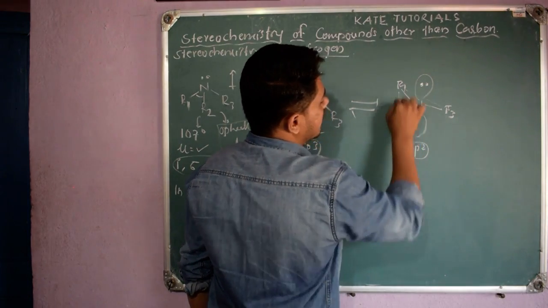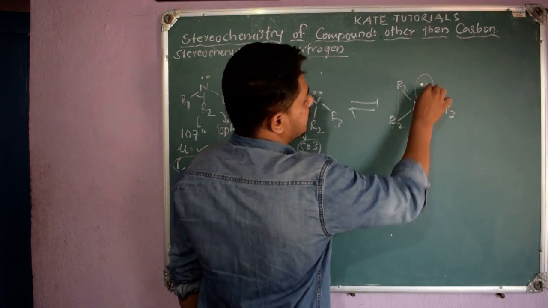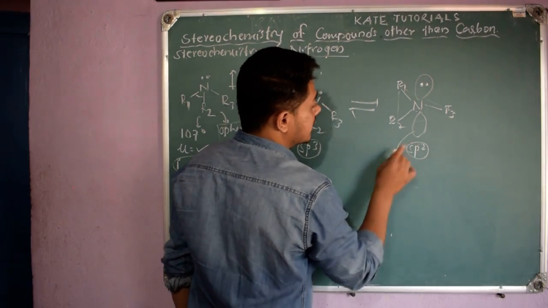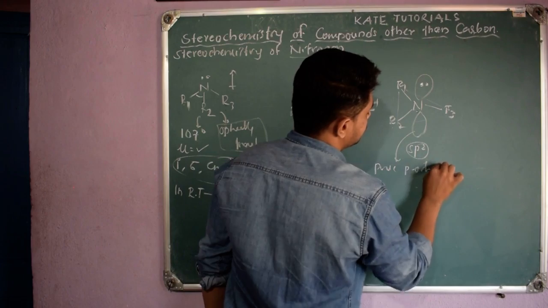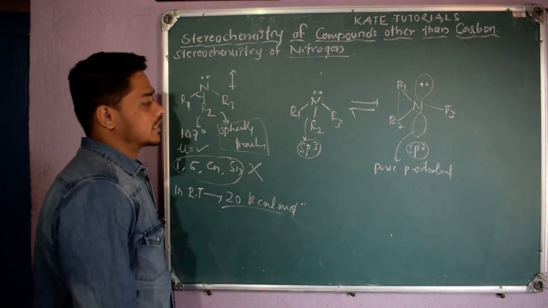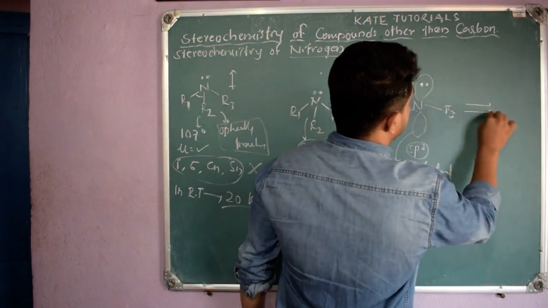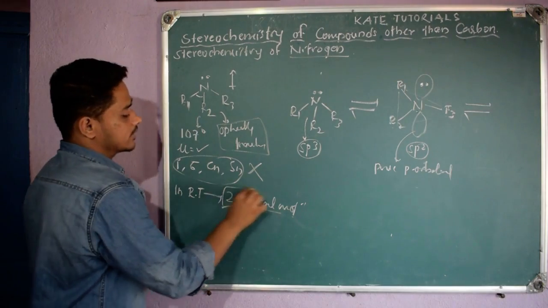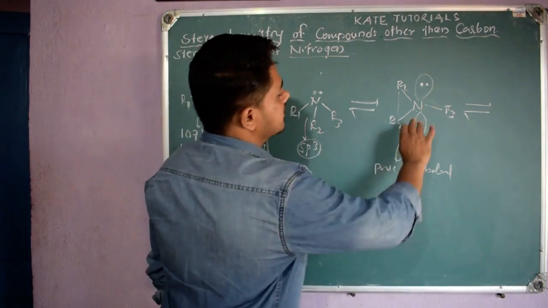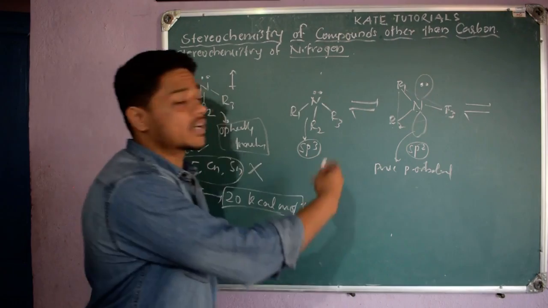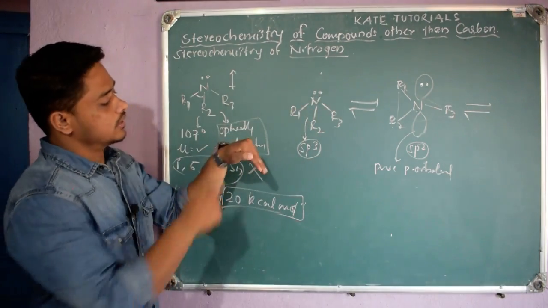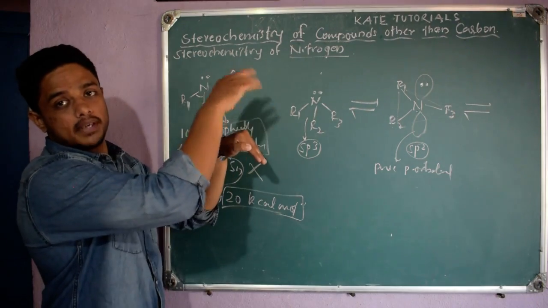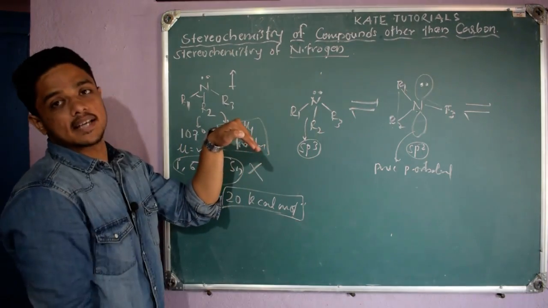It means all are in a single plane. These lone pairs are present in a pure p orbital, right? Further, what happens at room temperature, with this much energy, again there is inversion, right? So it will be like this. So here see this molecule, nitrogen is here, above lone pairs are there, R1, R2, R3 like this.